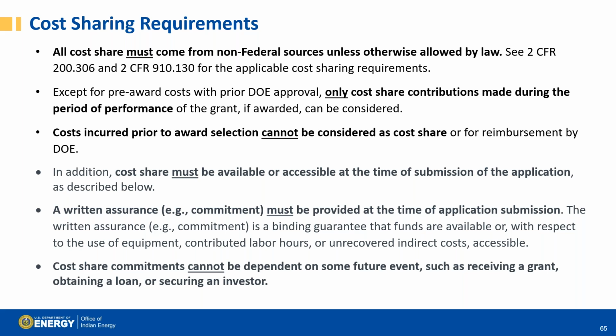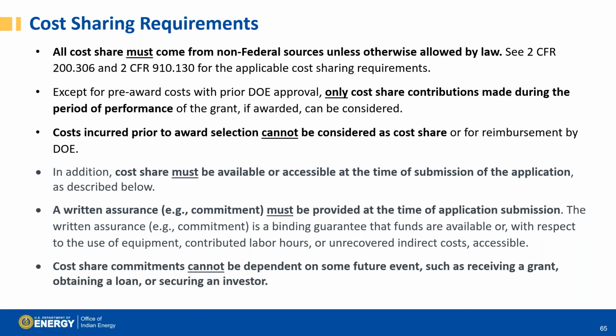As we mentioned earlier, there are federal funding sources that per statute will allow it to be used as cost share. Except under limited situations and only with prior DOE approval, all cost share must be made during the period of performance of the grant, and costs incurred prior to award selection cannot be considered as cost share or for reimbursement by DOE. Section 3B of the FOA will provide additional information on cost share types, allowability, verification, as well as payment. Cost share must also be available or accessible at the time of submission of the application.